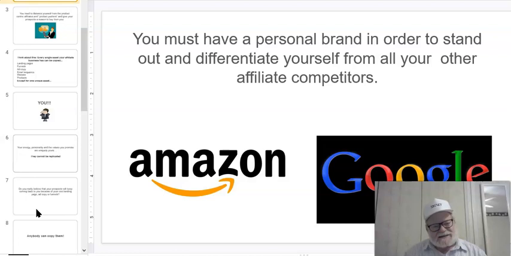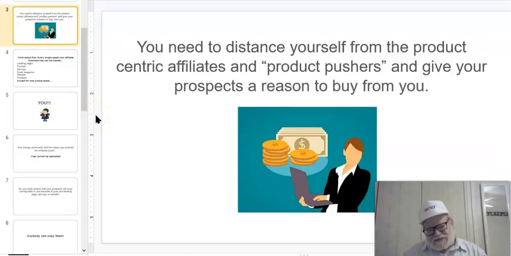So, you have to learn how to differentiate yourself. And by doing so, you need to distance yourself from the product-centric affiliates. Those are the affiliates who constantly focus on product, product, product. Buy my product, buy my product. These are the product pushers, the guys who constantly hammer their lists and their prospects. You have to give your prospects a reason to buy from you. And you can do that through branding, but branding the proper way.